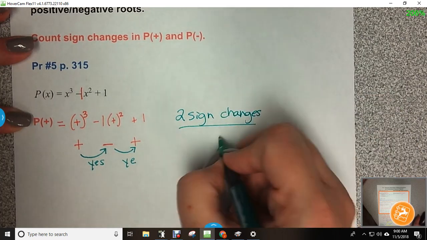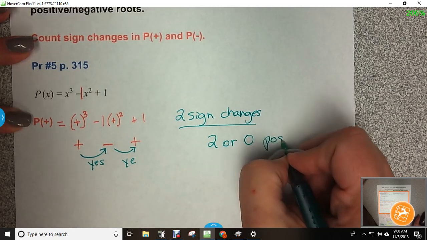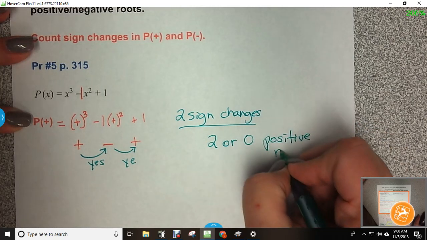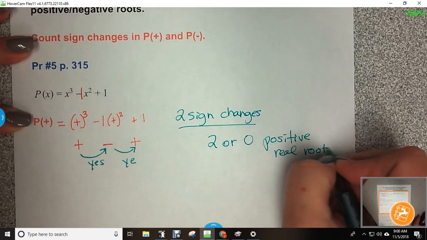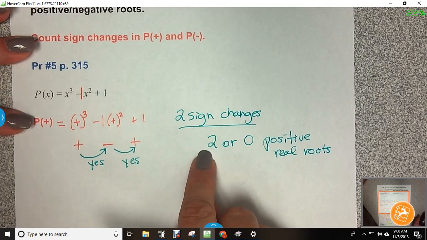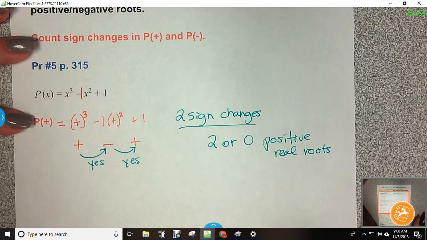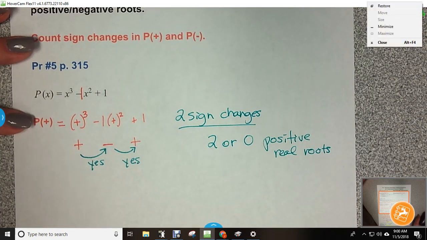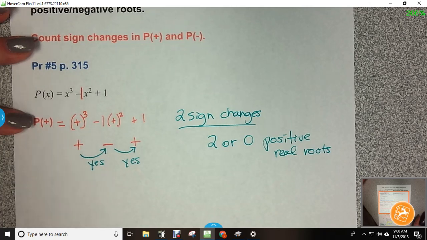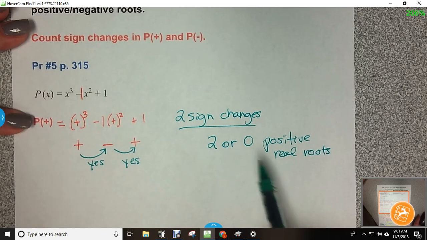that means that you are going to have 2 or 0 positive real roots. Okay? Whatever you get for your number of sign changes, you are going to decrease that by 2. Sometimes you will decrease it by 2 more than once. You will continue to decrease it by 2 until you get to 1 or 0. So I know that for this one, I'm going to have either 2 positives or I'm not going to have any positive real roots at all.